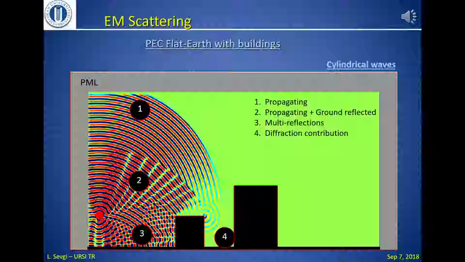An instant from a 2D FDTD simulation is given in this slide. The red circle on the left is the line source. Region 1 shows the forward propagating waves. In region 2, propagating and ground reflected waves are observed and their interference is given. In region 3, multi-reflections are observed. Finally, the diffraction contribution from the right tip of the first object is given in region 4.